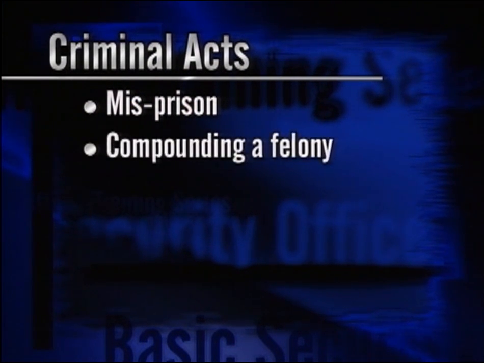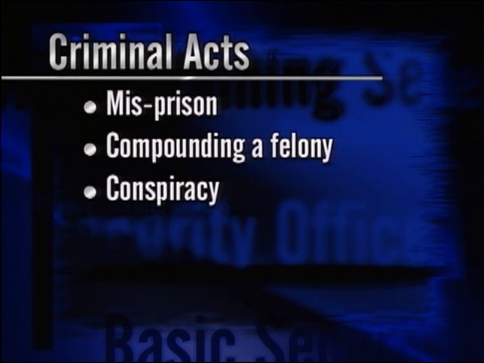Compounding a felony: receiving or offering money for a promise not to prosecute or aid in the prosecution of an offender. Conspiracy: planning a criminal act and then committing an act in furtherance of its commission. Now, for more information about state criminal codes, check out this website, gouldlaw.com. Just how are you to protect yourself from criminal charges?